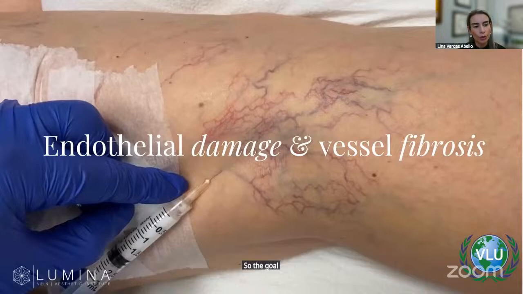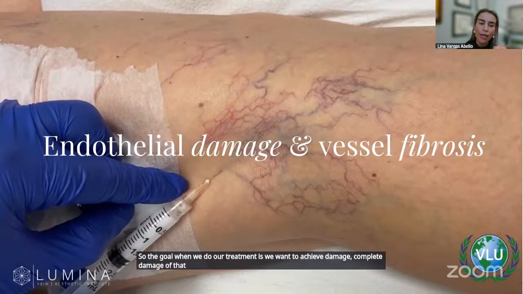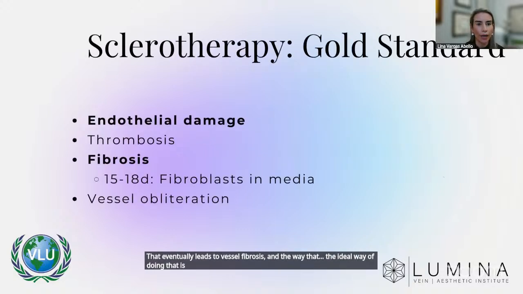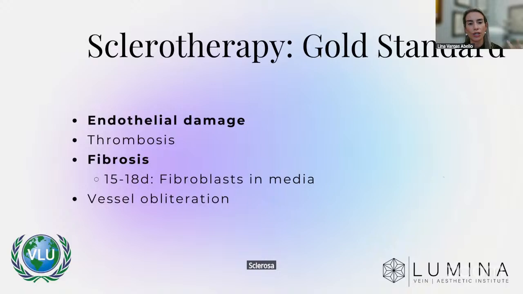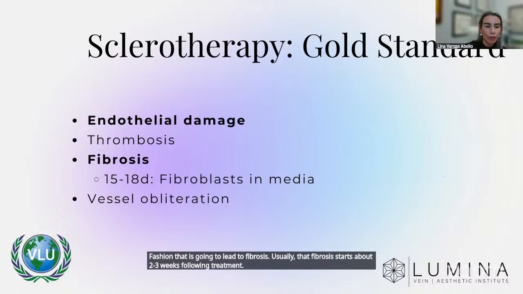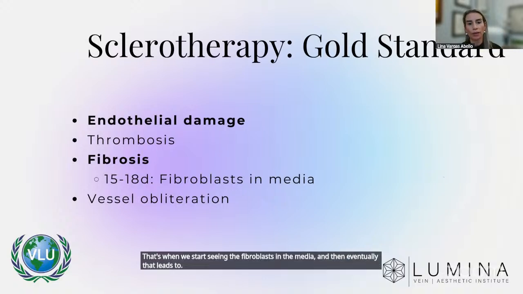So the goal when we do our treatment is we want to achieve complete damage of that endothelium that eventually leads to vessel fibrosis. And the ideal way of doing that is finding the right sclerosant in the right concentration, in the right amount for that specific vein, where we're really going to be able to damage that endothelium in a 360-degree fashion that is going to lead to fibrosis. Usually that fibrosis starts about 2 to 3 weeks following treatment. That's when we start seeing the fibroblasts in the media. And then eventually that leads to complete obliteration of the vein.